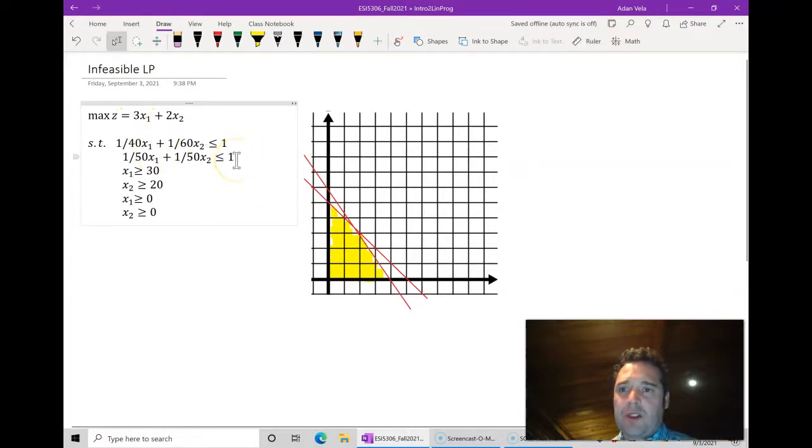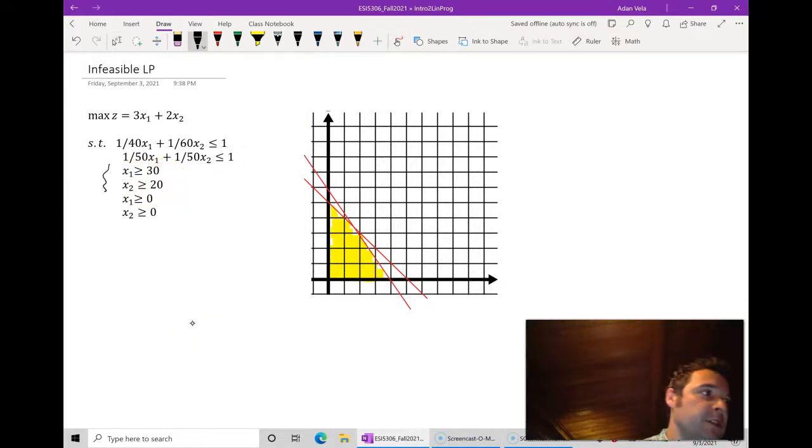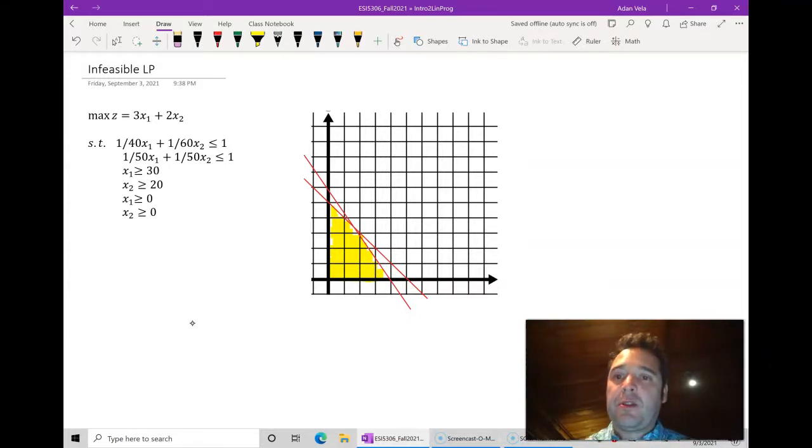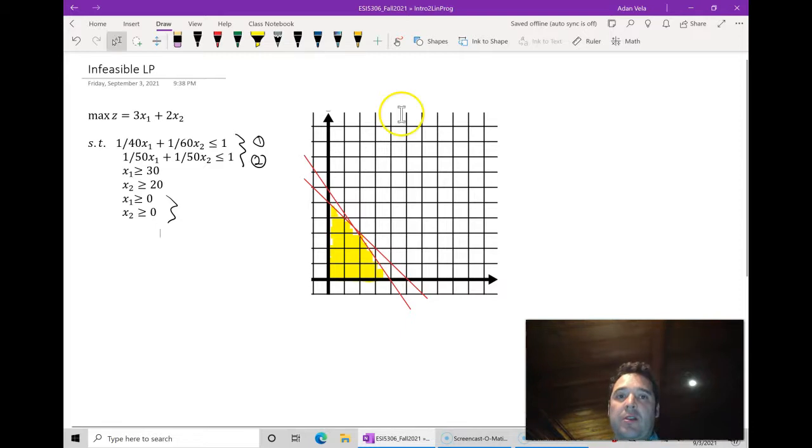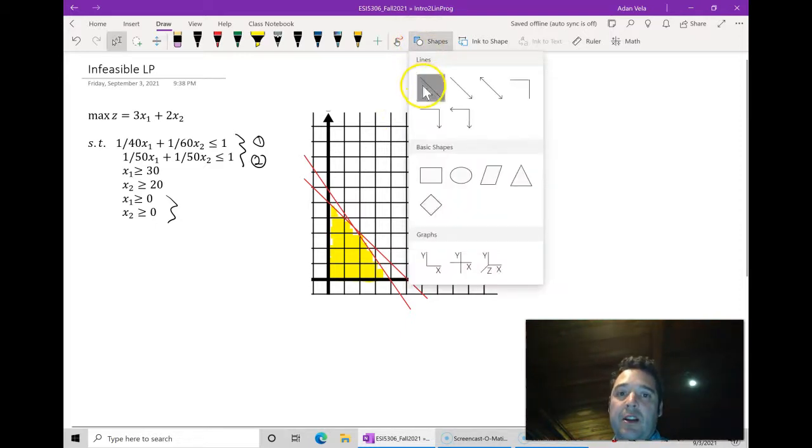We're going to start with the same constraints that we had before. But now we're going to toss in 2 more, which is x1 has to be greater than 30 and x2 has to be greater than 20. Right now we had this yellow feasible space just based on constraints 1, 2, and the non-negativity constraints. So let's see what happens when we add in additional constraints.